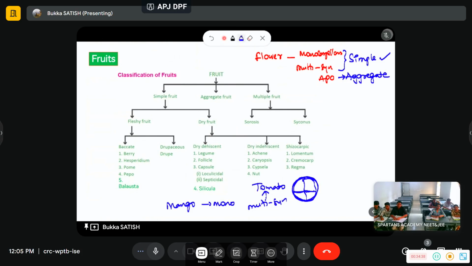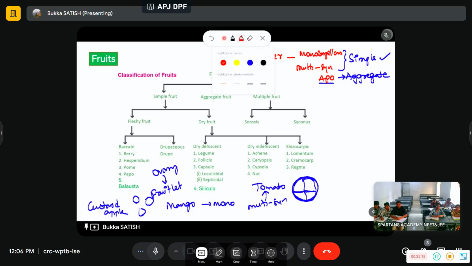But when the apocarpous condition is seen, after ripening, each ovary can be differentiated. For example, custard apple. In custard apple, you can see small units like this. Each one is one fruitlet. Each fruitlet developed from one ovary. The same thing you can't see in the tomato because it is syncarpous condition. Because it is apocarpous condition here, you can see the difference. Such kinds of fruits are what we call aggregate fruits.